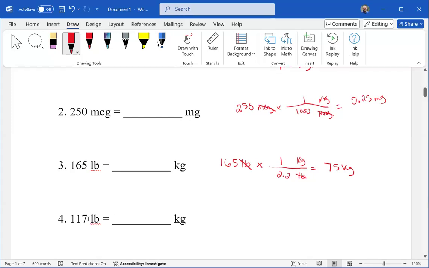So this 117 should be an uneven number. If you don't like doing dimensional analysis and you're just looking for a shorthand way of doing this, all you're ever going to do when you convert pounds to kilograms is divide by 2.2. So if I put in my calculator 117 divided by 2.2, this is where I'm going to get 53.18181818.